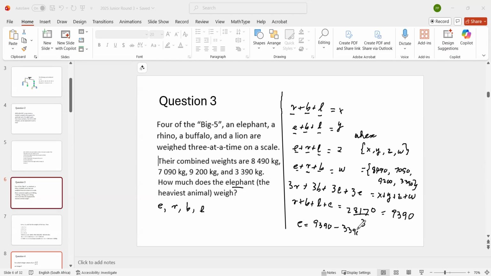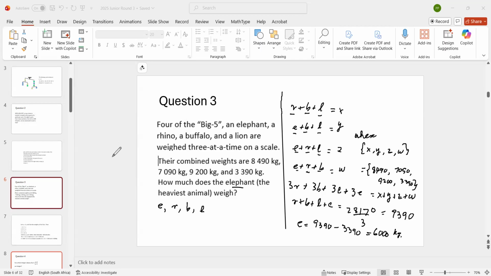That's an important observation, because if the elephant is going to be the heaviest, then the other 3 will be the lowest possible sum of the other 3, and that's 3390. This works out to exactly 6,000, and it's kgs. So that is the weight of the elephant.